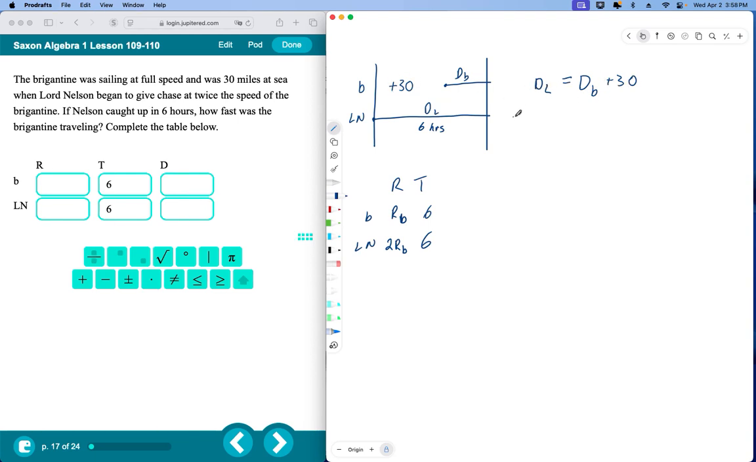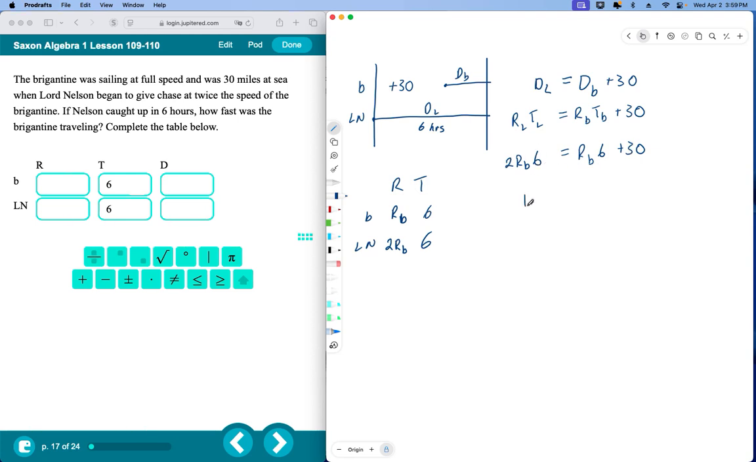So now we can break this down into the rate of Lord Nelson times the time of Lord Nelson. That's equal to the rate of the brigantine times the time of the brigantine plus 30. So now I'm going to drop in what we know for rate. So rate of Lord Nelson is going to be 2 times the rate of the brigantine, and the time of Lord Nelson is 6. And that's equal to the rate of the brigantine, which we don't know, times the time, which is 6, plus 30.